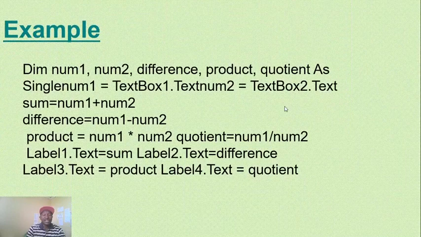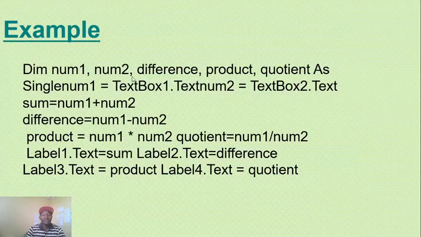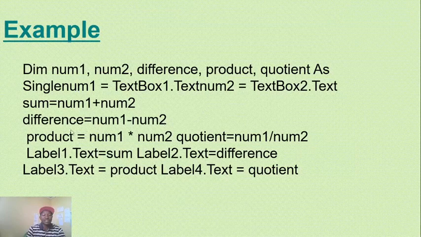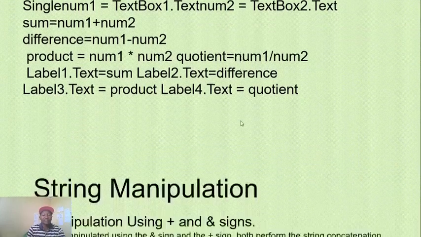Then we have an example here. We have Dim num1, num2, difference, product as Single or as Double. This was just an example where difference equals num1 minus num2. Product is num1 times num2. Then quotient, the answer you get when you divide, is num1 divided by num2.